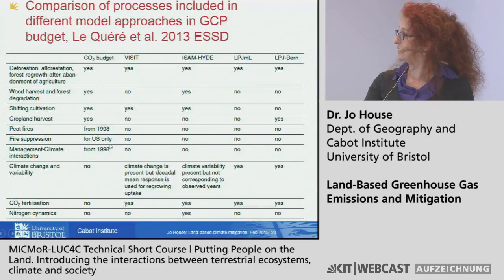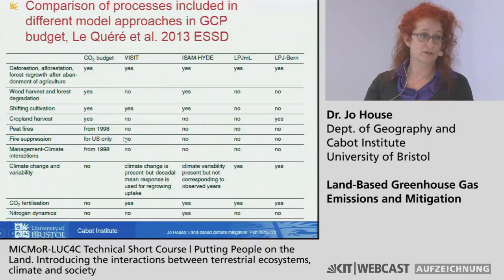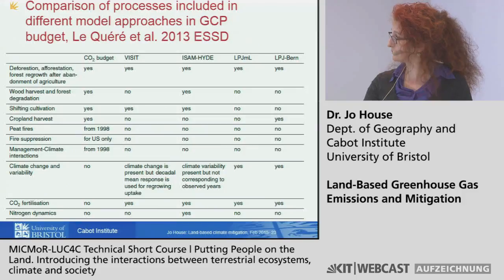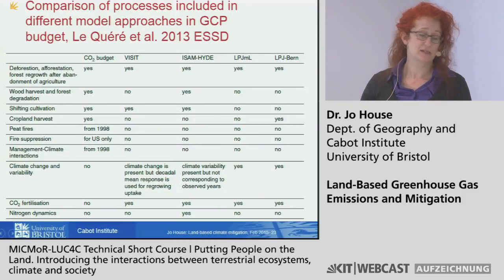Fire suppression: not many of the models have fire in there at all at this point, in the version they use for this budget, although lots of them are putting fire in. Climate change and variability is an interesting one. So the models typically do have a change in climate and CO2 that they're run with.